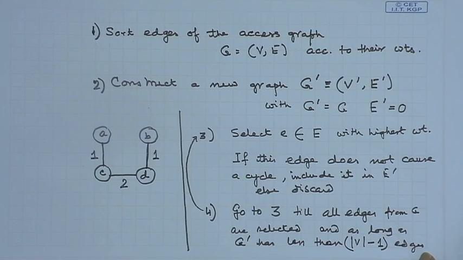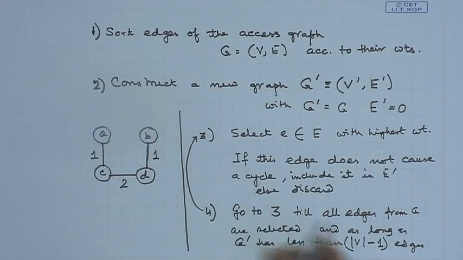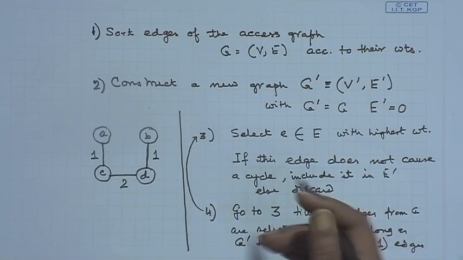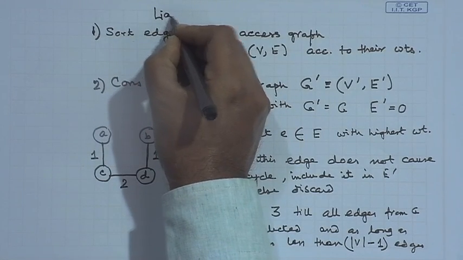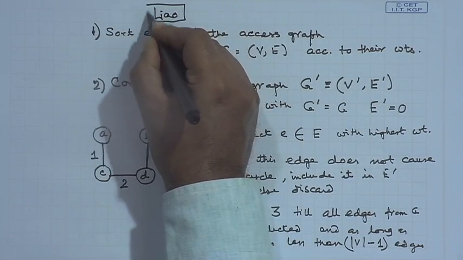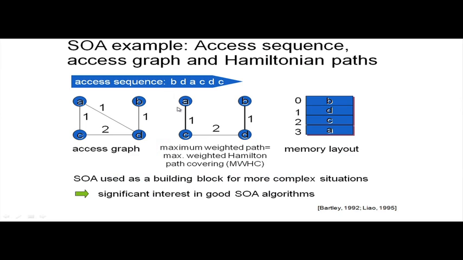So, this is only for the very simple case. For more complicated cases, there is this algorithm proposed by Liao, using which we can find a nice allocation. Is the algorithm clear? That is a nice way of doing it. Now, this can be extended to more complex cases.